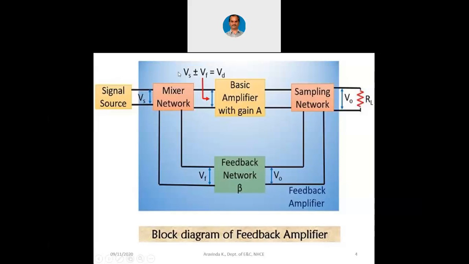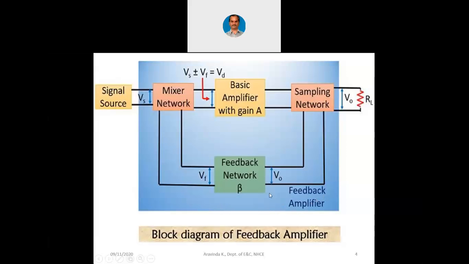So you can see that Vs plus or minus Vf is equal to Vd. That means there will be a differential input here. That difference is equal to Vs plus Vf or Vs minus Vf, depending upon whether we are applying positive feedback or negative feedback. This is the block diagram of a feedback amplifier.